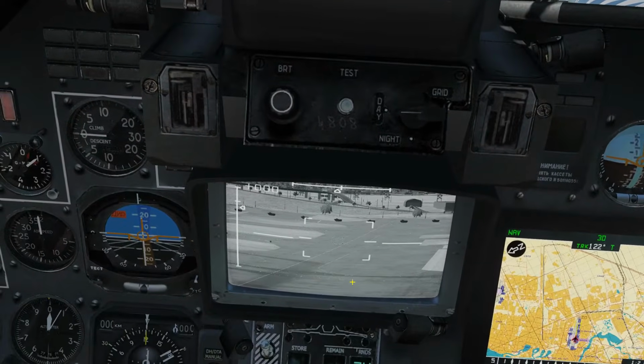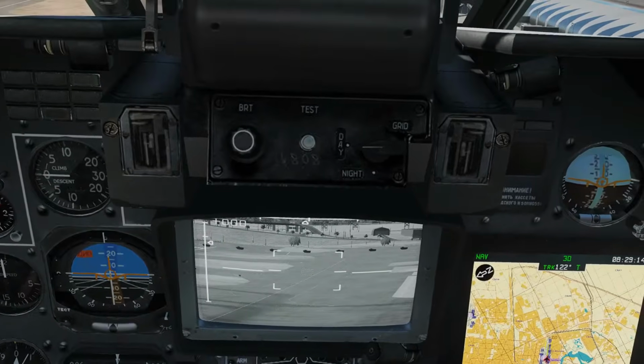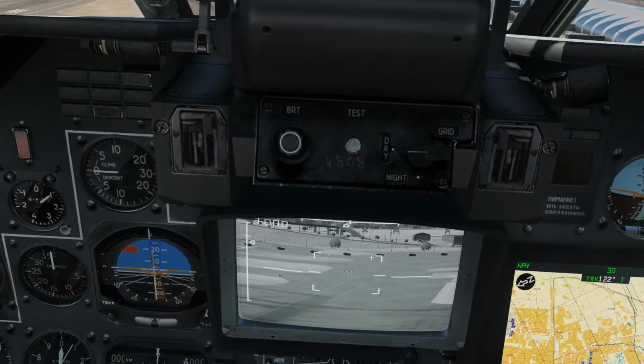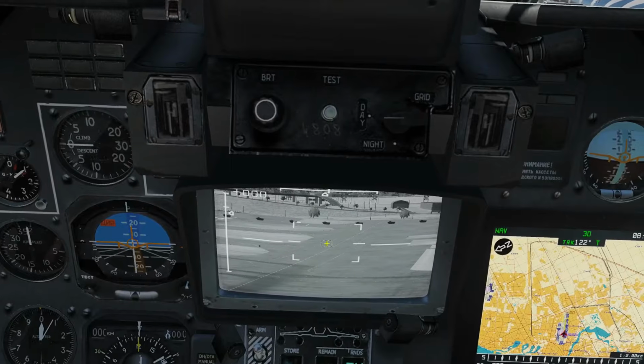I believe that's right, Shkval. Yeah. The next thing we can do is press target lock. It doesn't need to be a near bad guy, but we can press target lock to get essentially a terrain lock on the ground.